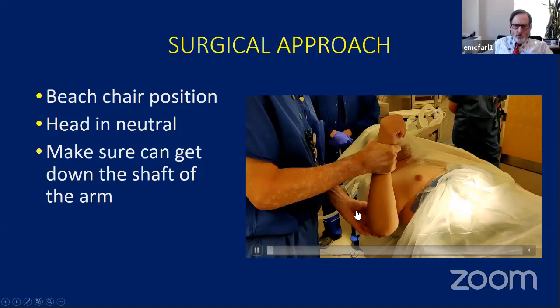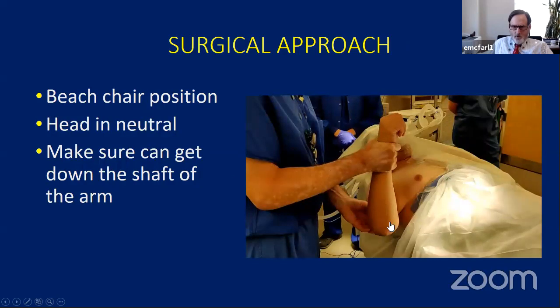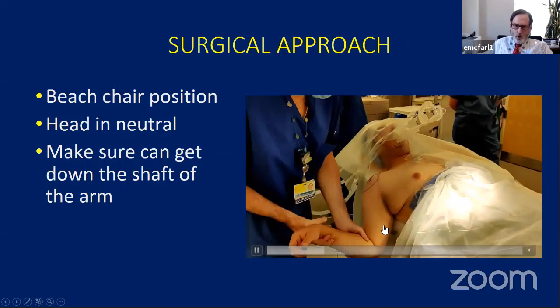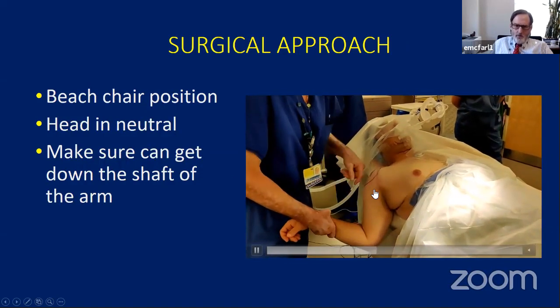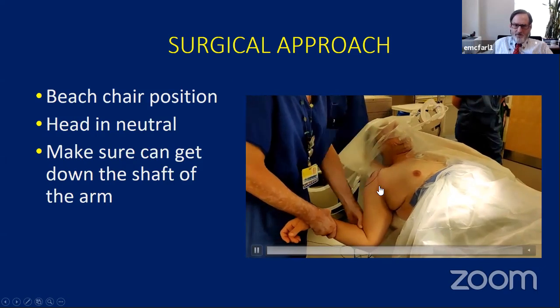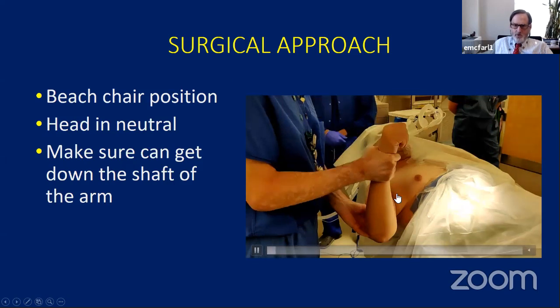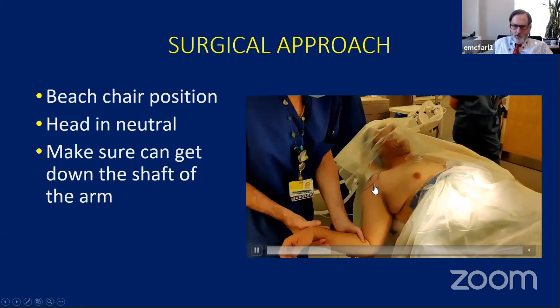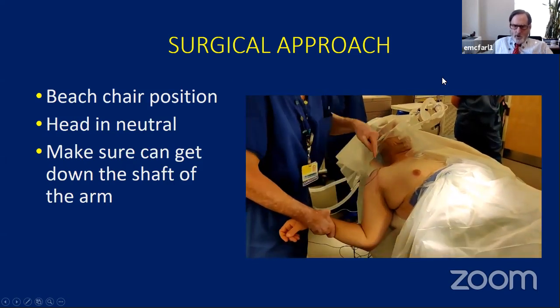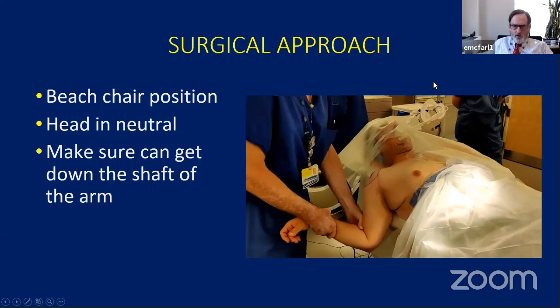you want to make sure that you can clear the table. So the arm, when you bring it down like this, you have to be able to get instruments down the center of the humeral shaft like this. So you have to make sure before you secure the patient to the bed that you can actually get down the shaft here. So that's the only thing I would say really critically.